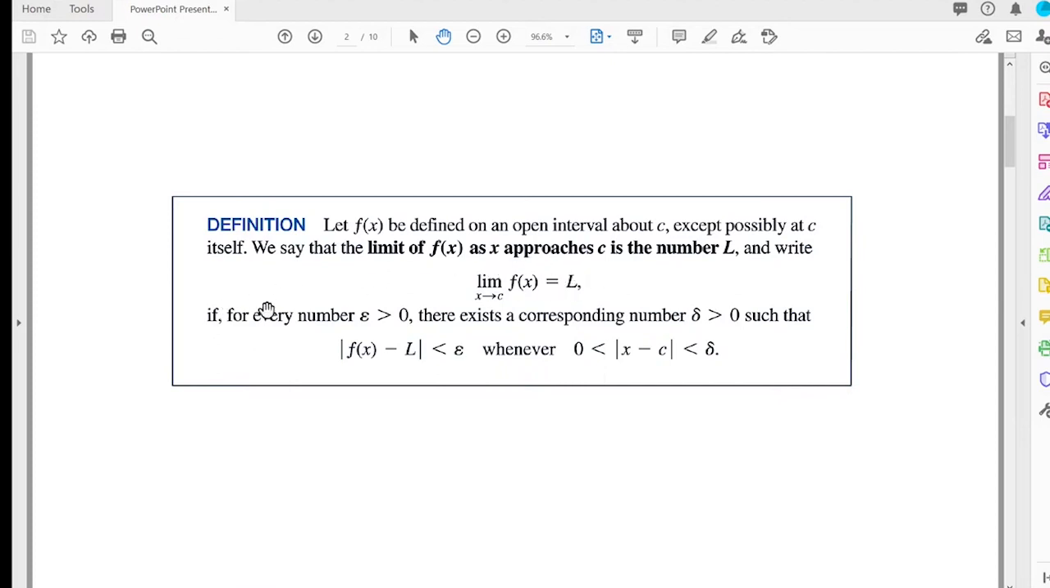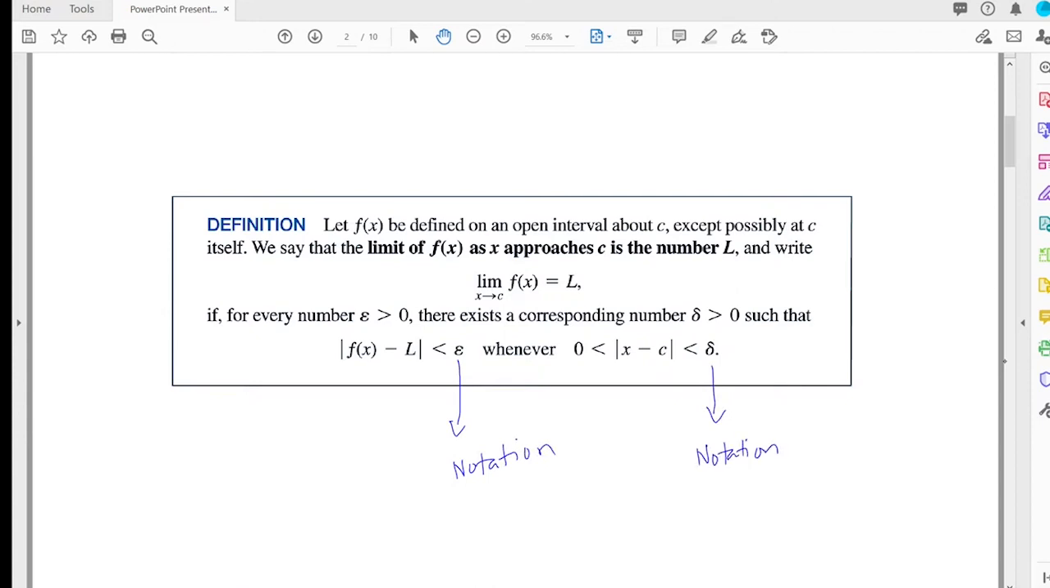And that is only possible if for every positive epsilon, you can see that epsilon is greater than 0, there exists a corresponding number delta greater than 0, such that the absolute value of the difference between f of x and L is less than epsilon whenever the absolute value of the difference between x and c is less than delta. So here we have introduced two different notations, epsilon and delta. Make sure that these are just notations, not just a name.